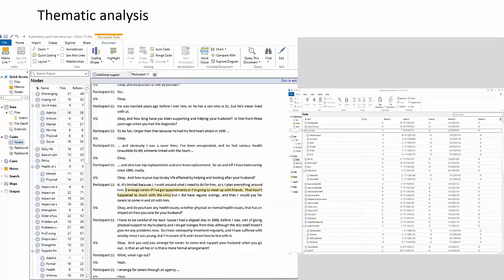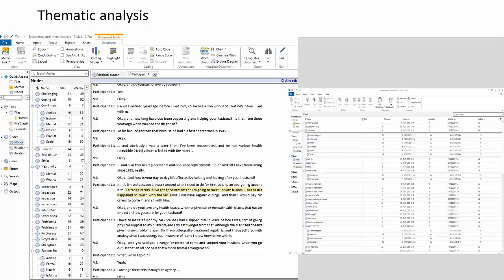So this is one example of a study that I'm doing as part of my PhD. This is looking at how people who are looking after somebody with dementia experience lockdown in the UK, for example. So what I would do is I've imported it into a particular software called NVivo. There are other softwares for qualitative analysis as well.